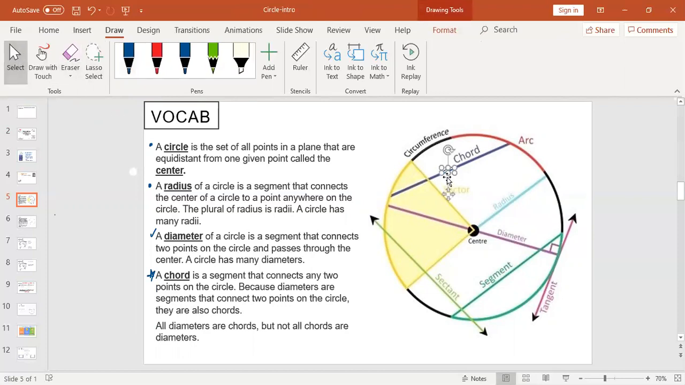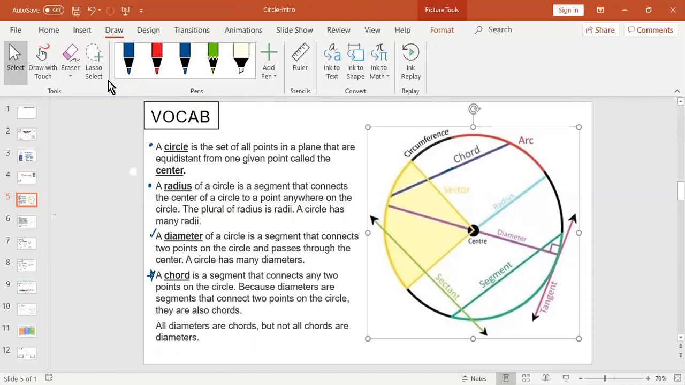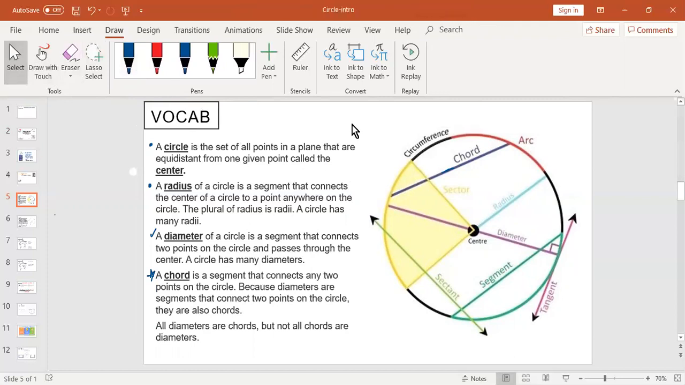That blue line right there. I wish I had my pointer tool, but I guess I don't. So the diameter is a chord. The diameter is a chord. The chord does not have to be a diameter. Okay. So we're going to look at relationships between arcs and chords. Okay. We may get into some of these other terms.